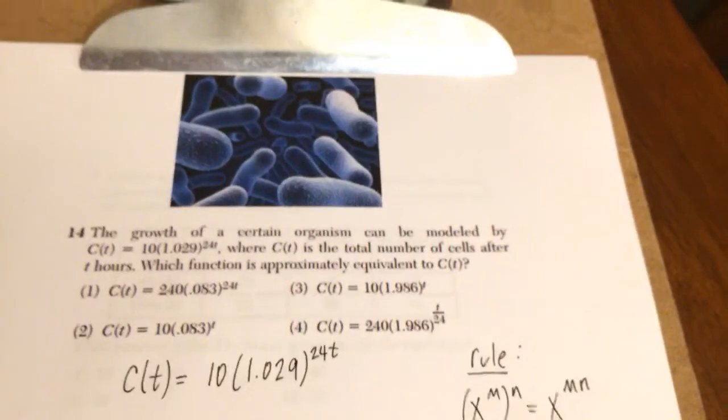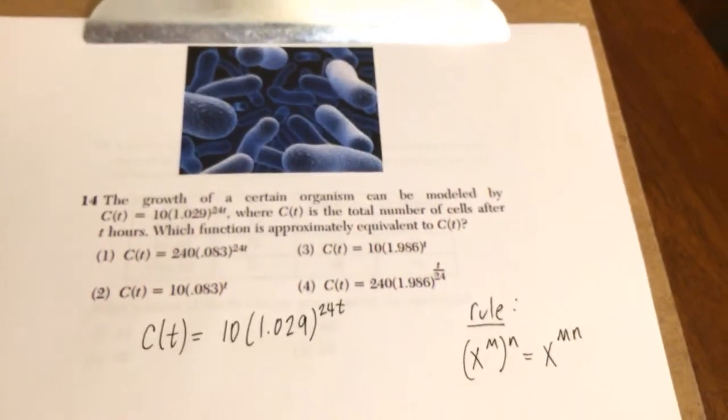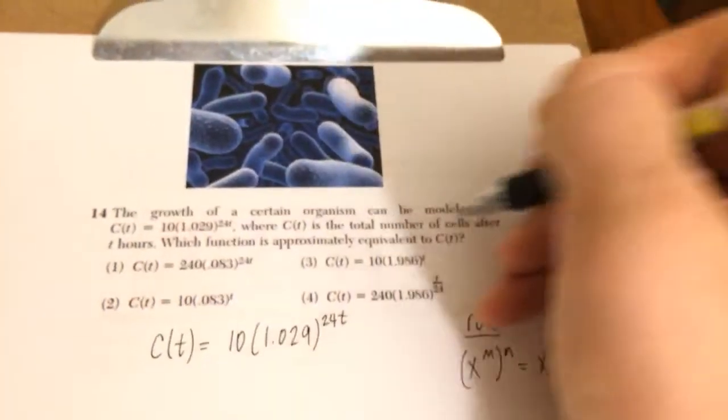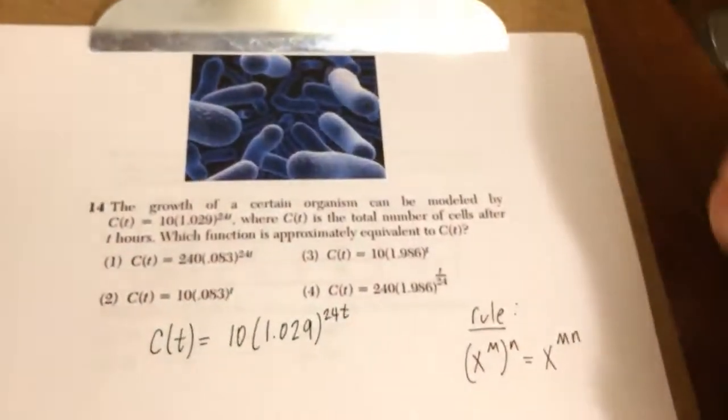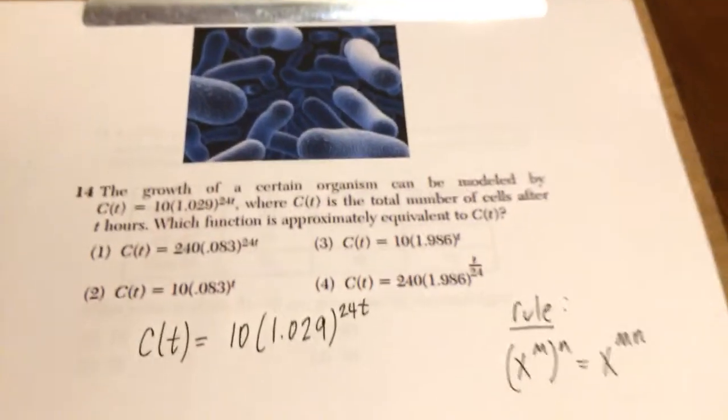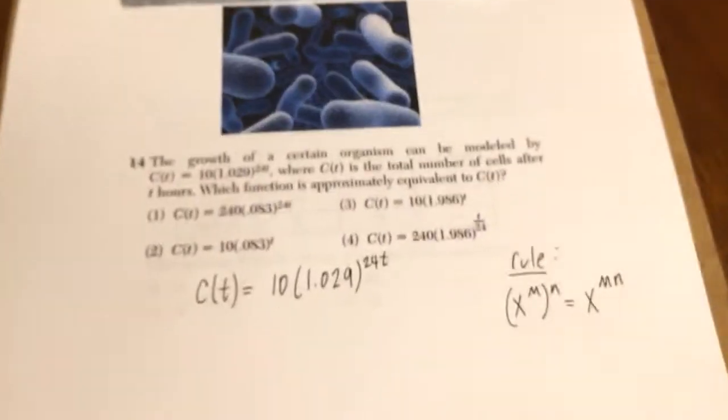In number 14, we talk about a growth of a certain organism. It can be modeled by this function where C of T, this whole formula, represents the total number of cells and T is hours. Now, they're giving you a real-life formula that they actually use to find it, but they're not really asking you to do much with it.